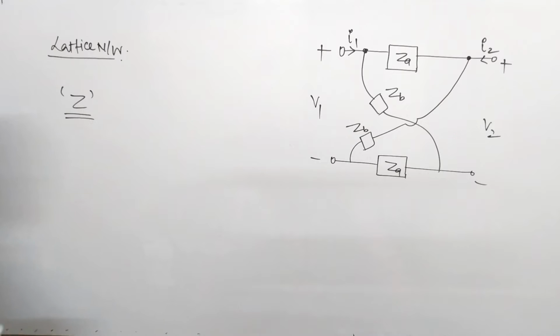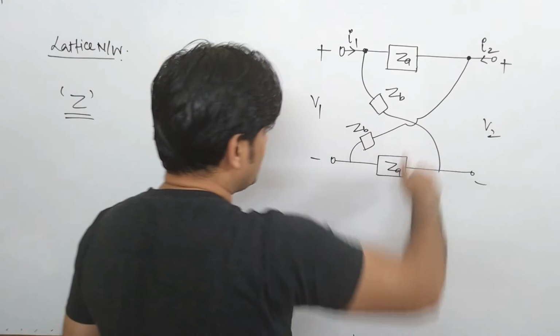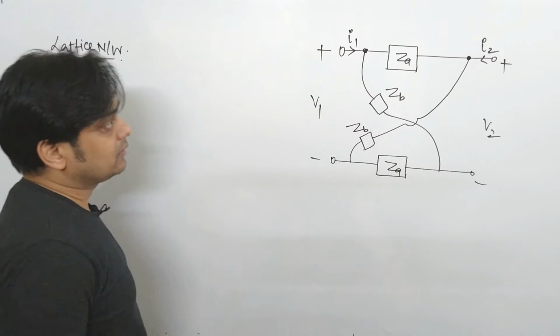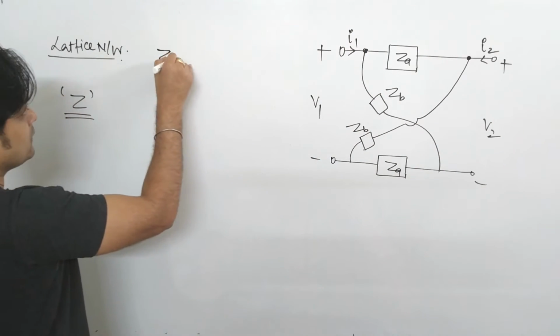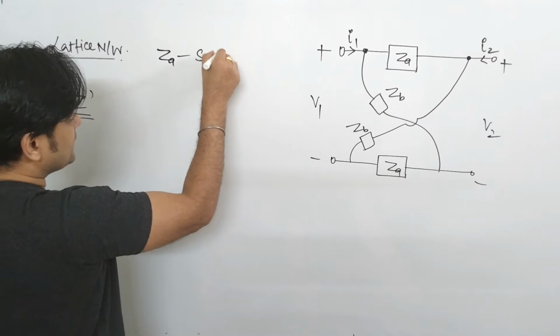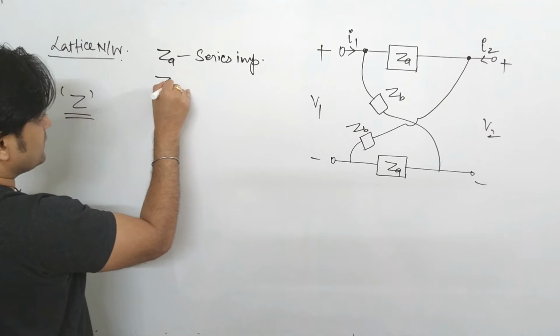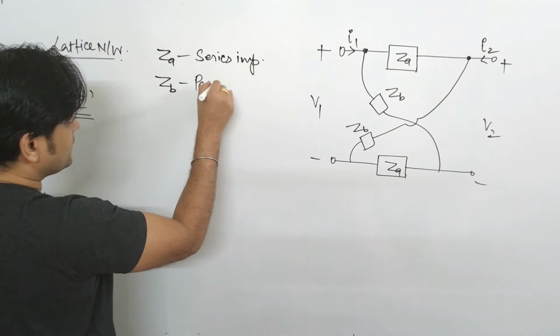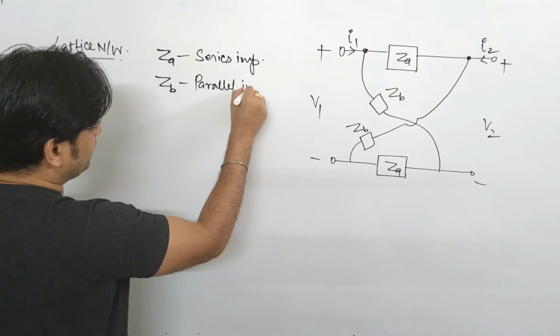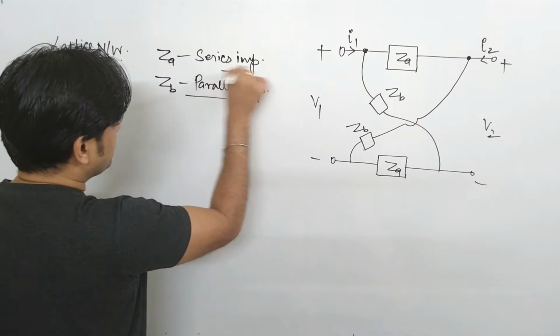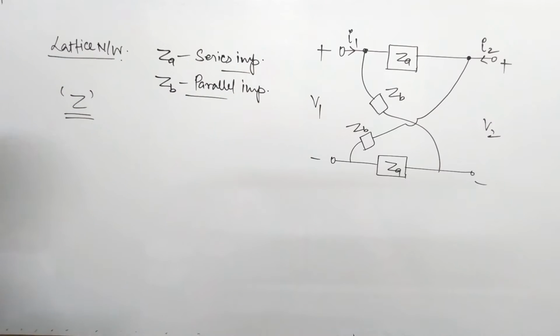Very important thing, ZA is the series impedance and ZB you can say is a parallel impedance. ZA is the series branch impedance, this you keep in your mind, and ZB is your parallel branch impedance. Okay, this is very important. So if you remember the formula, you can directly find it out. Now we'll see how we find it.